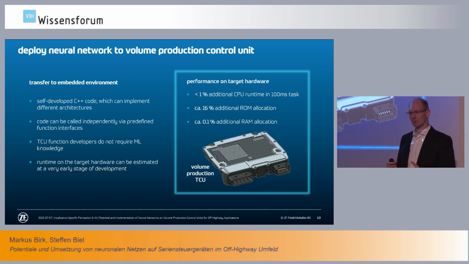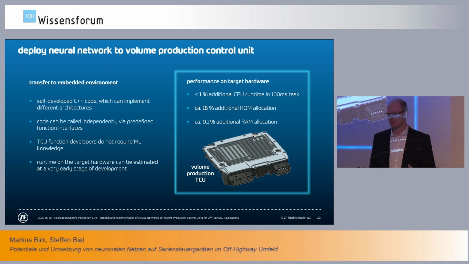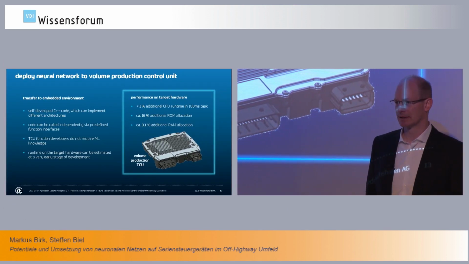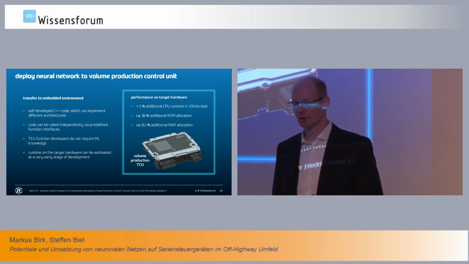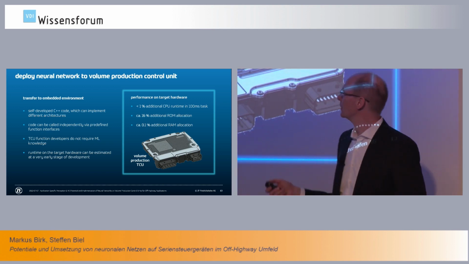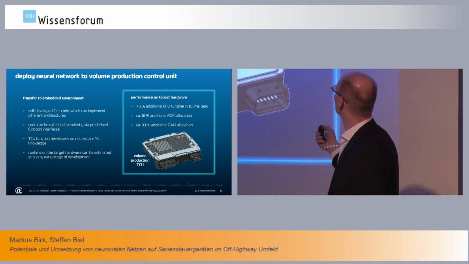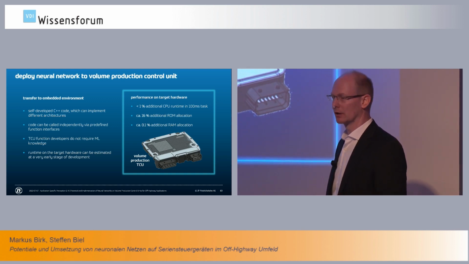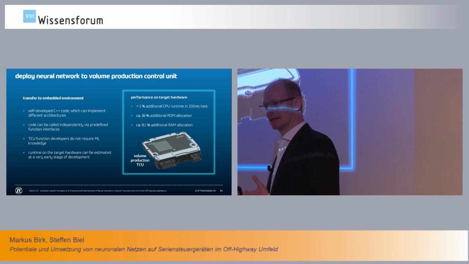And secondly, at an early time, thanks to our experience gathered up to that point, we can already predict how strongly the neural network impacts our TCU. And here we, of course, calculate the CPU utilization, but also storage coverage. Here, for example, in a 100 millisecond task, we found about 1% of additional CPU runtime. And that's fairly good.